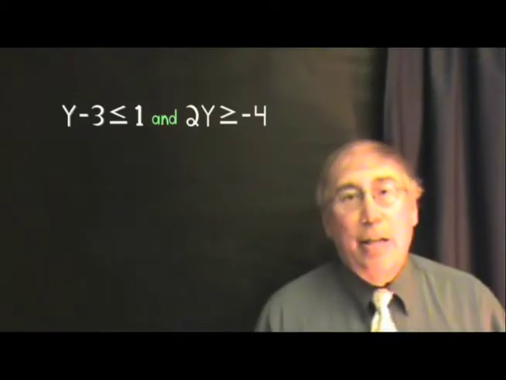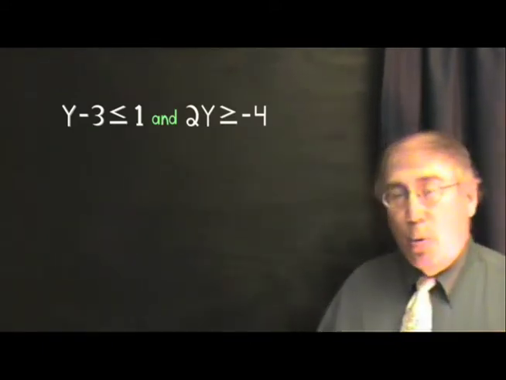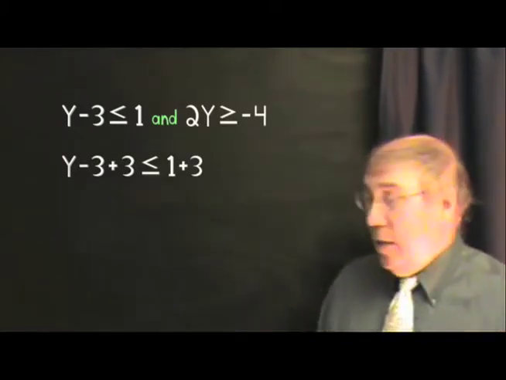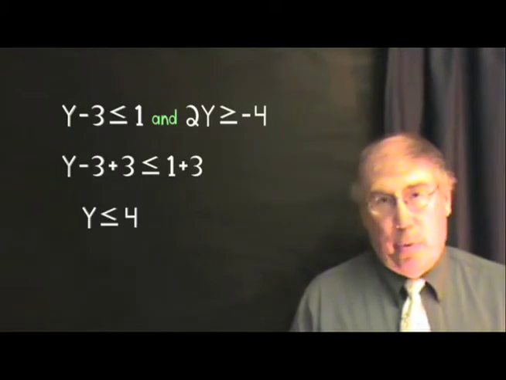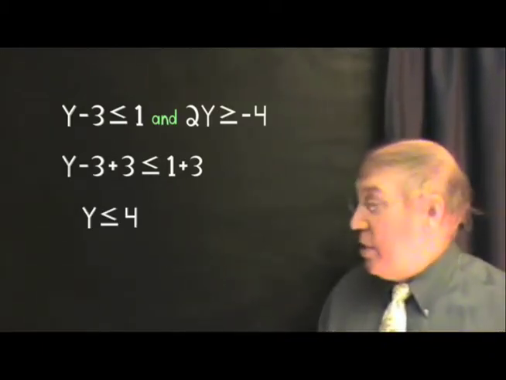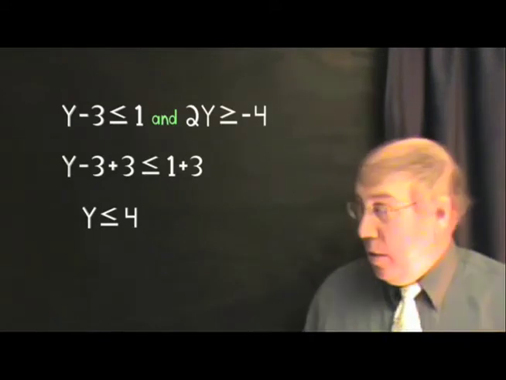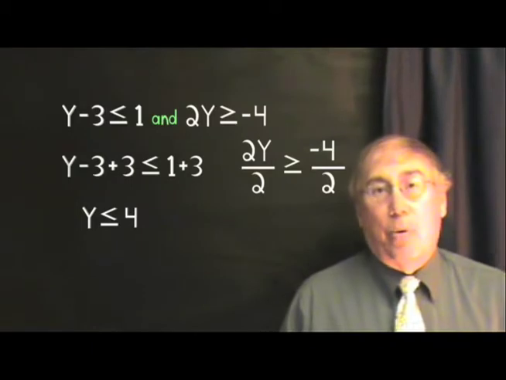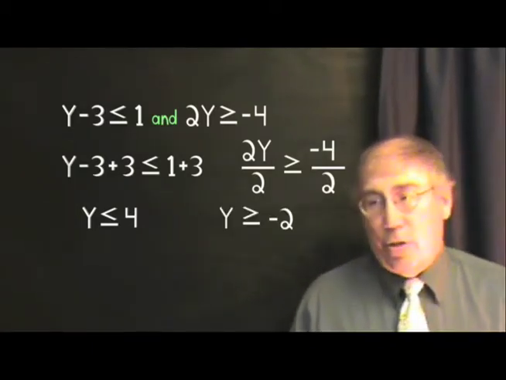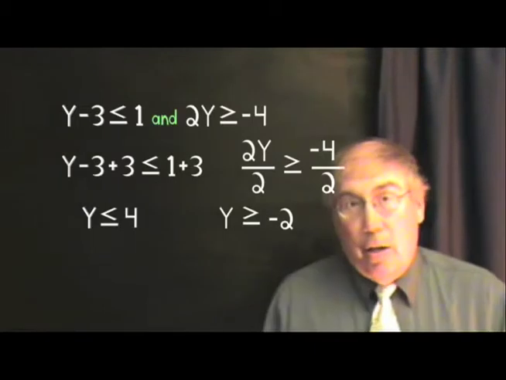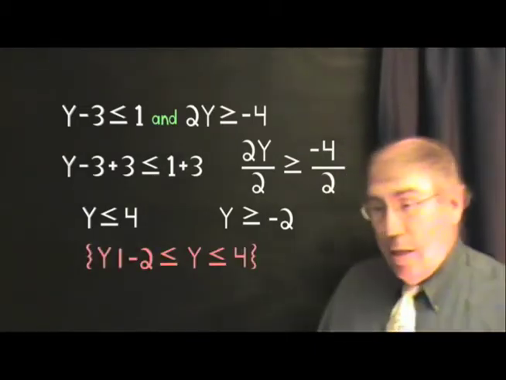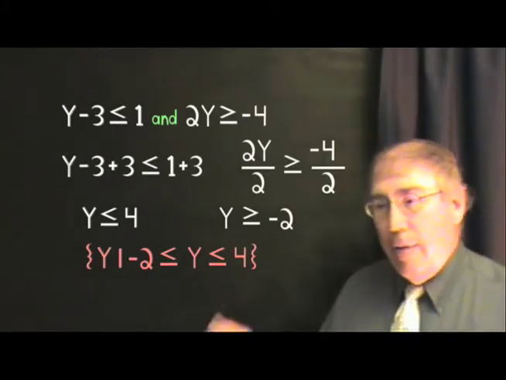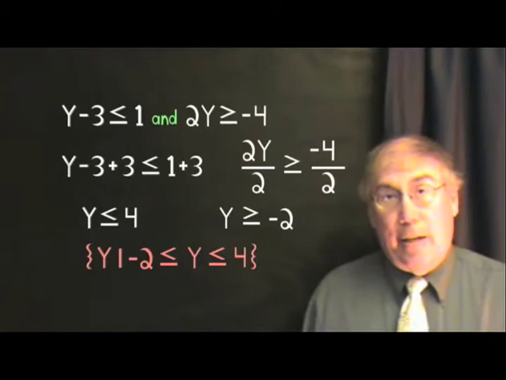This one here is an intersection. Again, we're going to work each one individually. So in the left-hand inequality, we're adding 3 to both sides, and we'll get y is less than or equal to 4. On the right-hand inequality, we're going to divide 2 into both sides, and we'll get y is greater than or equal to -2. Now, we can put them together like this, the set of all y's such that y is between -2 and 4, and then including -2 and 4.